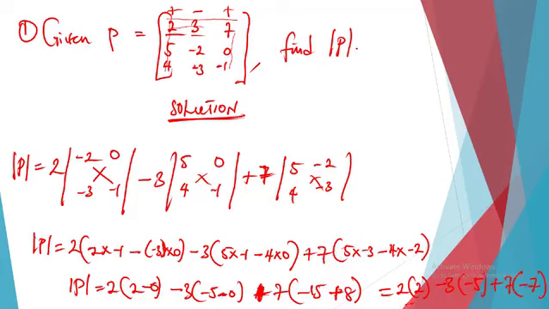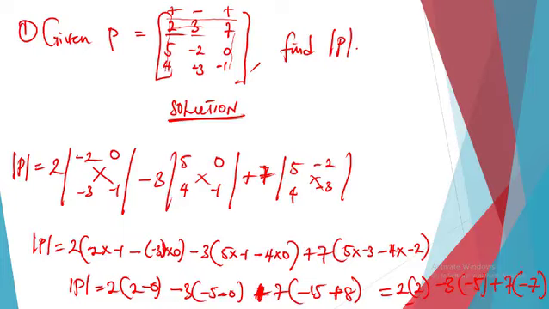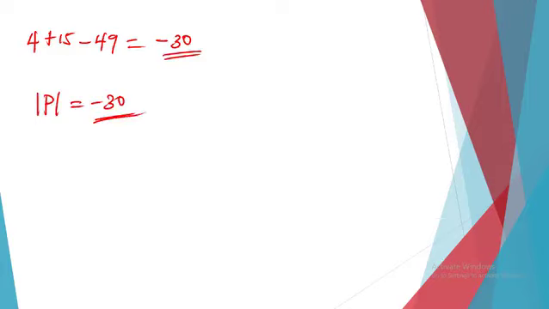So let's go over to the next page. Let's multiply out. 2 times 2 is 4. Then minus 3 times minus 5 will give us plus 15. We have 7 times minus 7, that will give us minus 49. So 4 plus 15 minus 49 will give us minus 30. Therefore the determinant of P is equal to minus 30. That's how the determinant works.